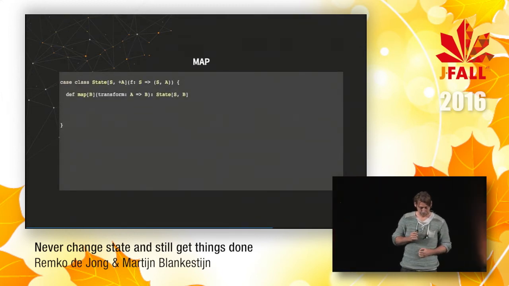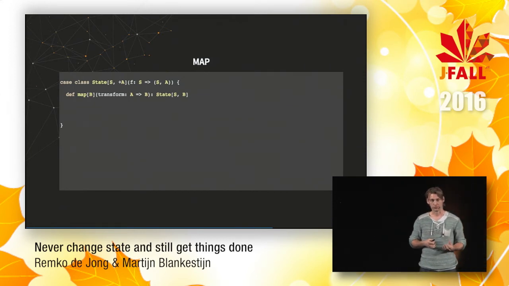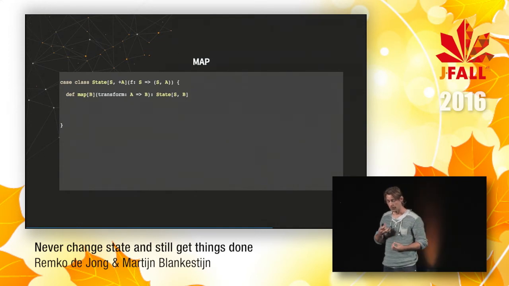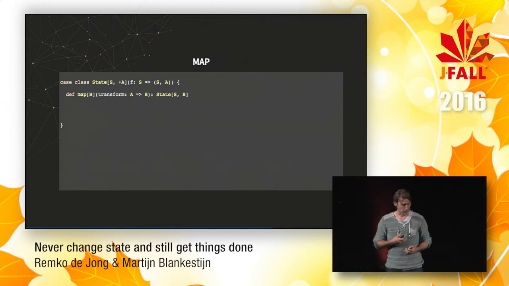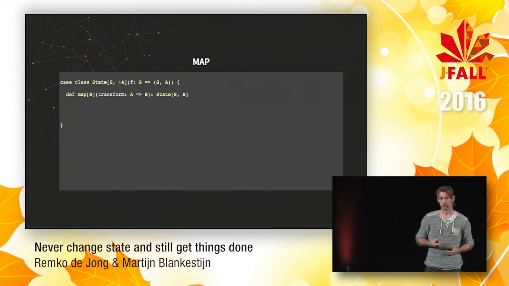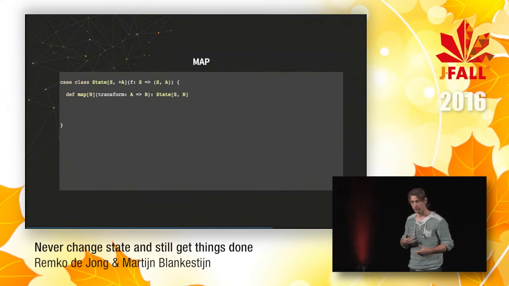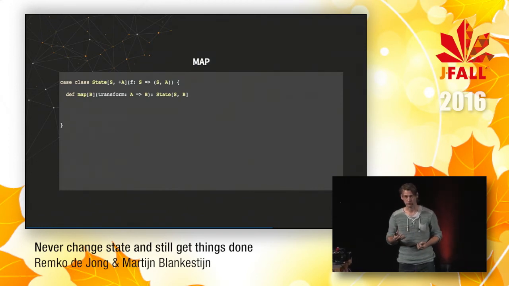So what does it look like? Again, map, it takes a function. We call it transform here. You can give it a value, in this case of type A, and it will transform that value into something of type B. And what it returns is a state, and remember, state is nothing more than a wrapper around a function. So in reality, it just returns a function. And in this case, a function that, given an old state, returns a tuple of a new state and a value of type B.